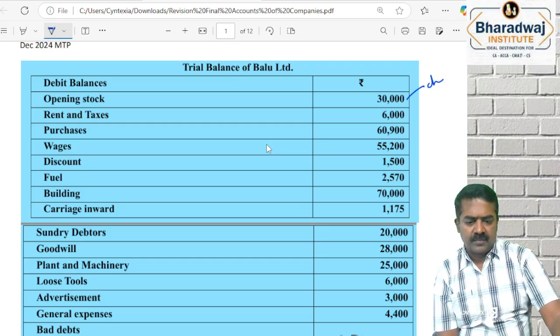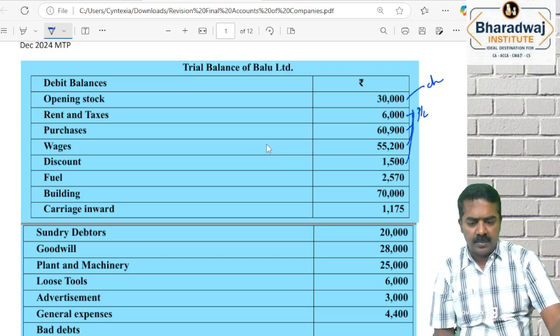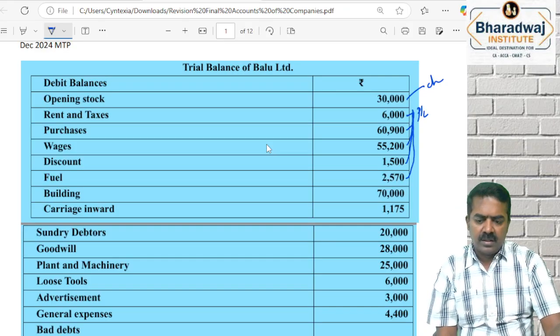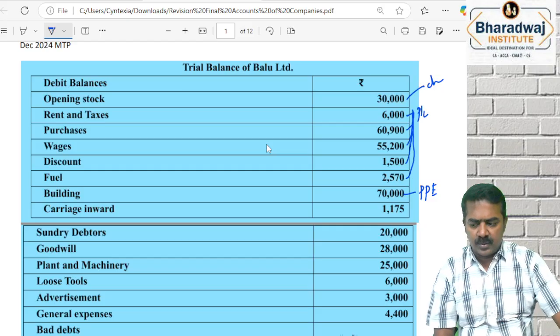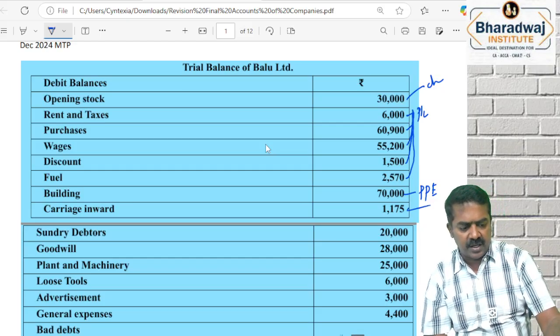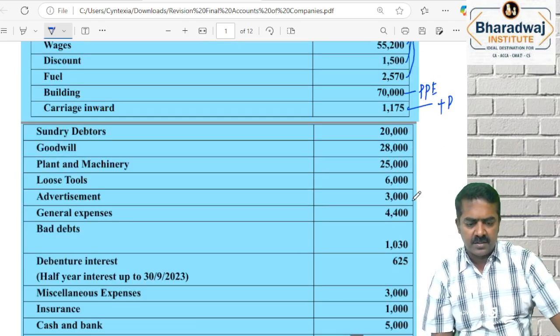Then rent and taxes, of course, it will come in P&L account, other expenses. Purchases, it will come in P&L account. Wages, it will come in employee benefit expenses. Discount allowed, it will come in P&L account. Fuel also, it will come in P&L account. Then building will come under plant property equipment. Carriage inwards, we can add it to purchases.